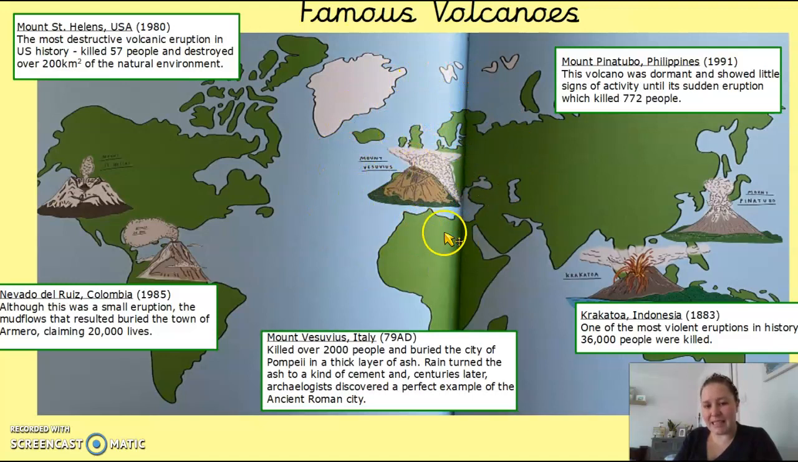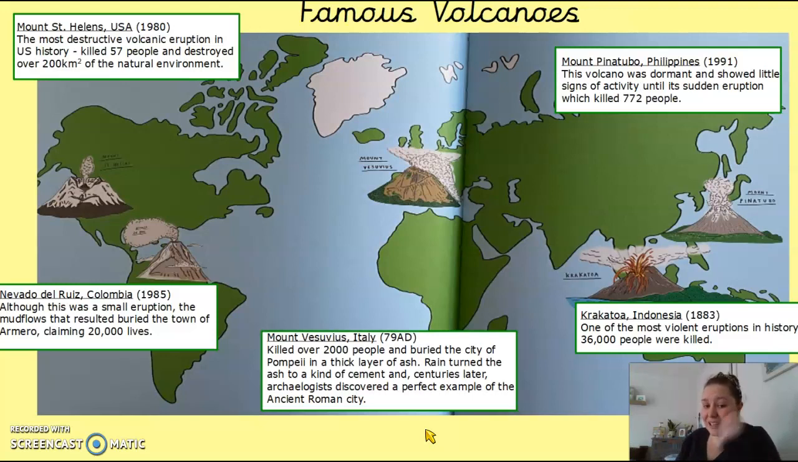Now, this is in Italy. But this erupted a long time ago. So 79 AD was the time. Okay, ancient Roman times. Now, you might have heard of Mount Vesuvius, and you might have heard of Pompeii. So Mount Vesuvius, when it erupted, killed lots of people, over 2,000, and it completely buried the city of Pompeii.